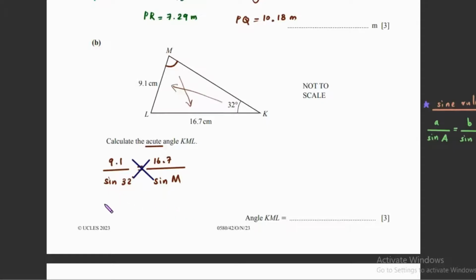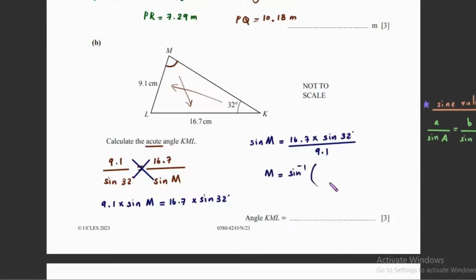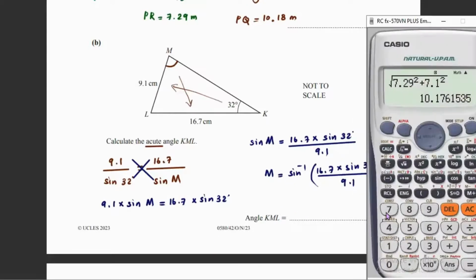So when I cross multiply, I get 9.1 times sine m is equal to 16.7 times sine 32. So if I'm to find what m is, I can write it as sine m is equal to 16.7 times sine 32 over 9.1. To find what m is, I need to do the inverse of whatever value I get here, because I'm trying to find the value of the angle. It's going to be 16.7 times sine 32 over 9.1. So I can put this in the calculator and see what we get.